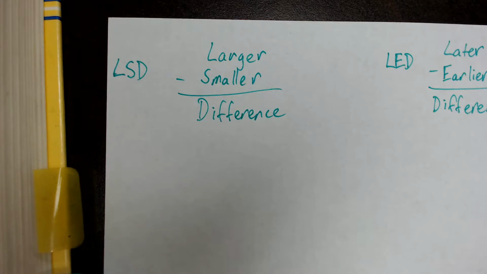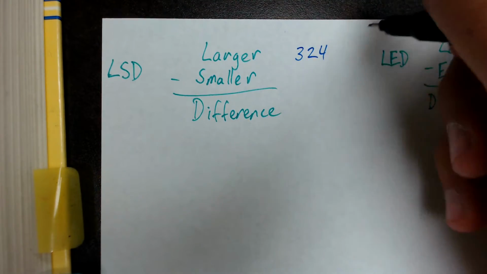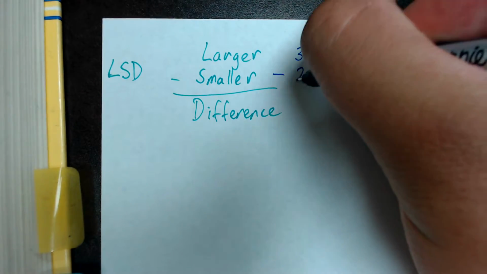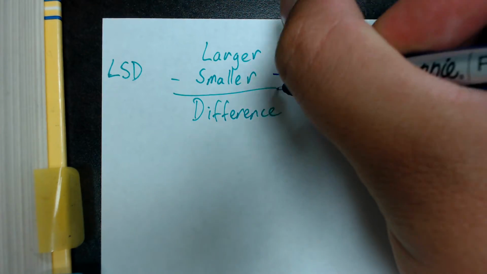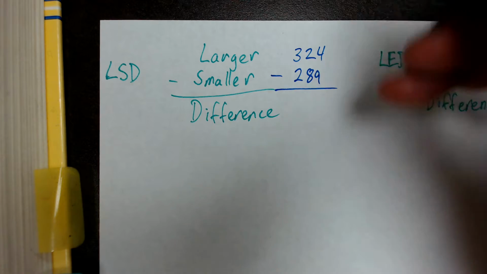So the larger amount, they tell me there are 324 girls. And there are only 289 boys, so that would be the smaller amount. And they want to know the difference, how many fewer boys are there. So we've set up our problem, now we just have to subtract.